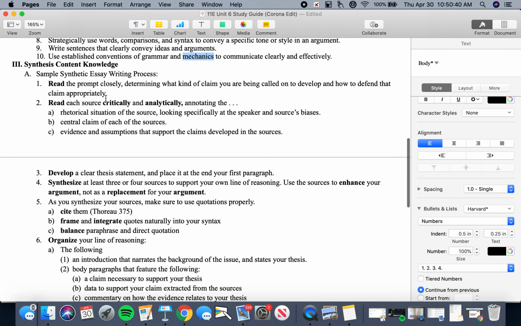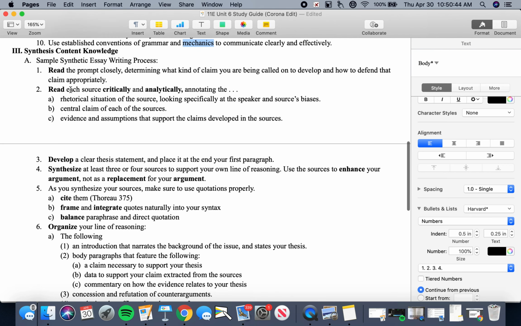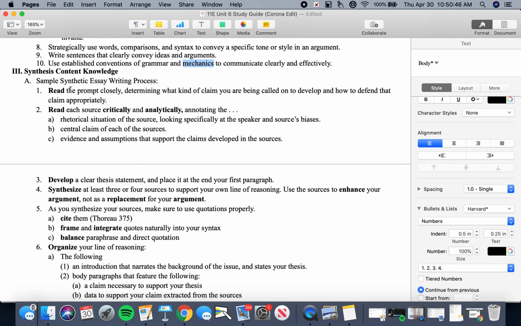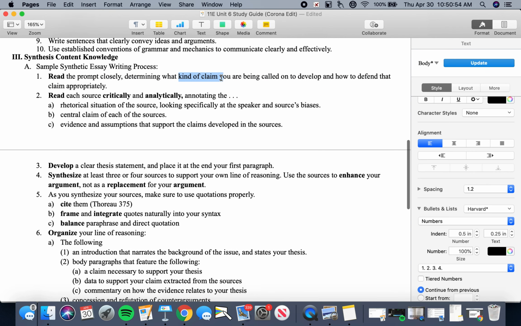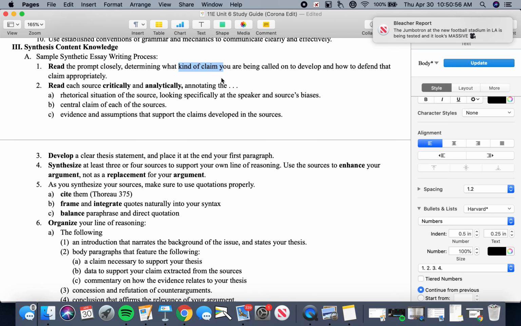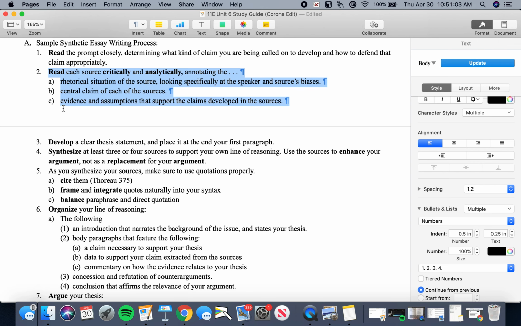Beyond this, you need to know a few things about how to write a synthesis essay specifically, and this has to do with information that we have covered throughout the course of our content lectures. You want to begin by reading the prompt closely and determining what kind of claim you are being called on to develop and how to defend that claim appropriately. Then you ought to begin reading and analyzing the sources.